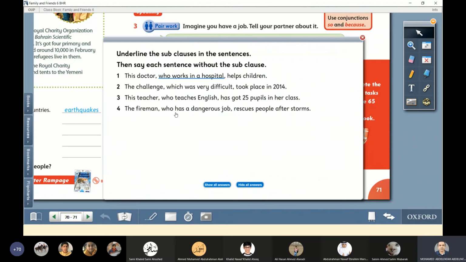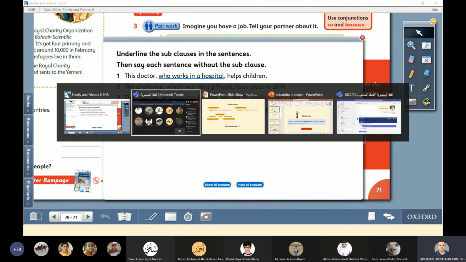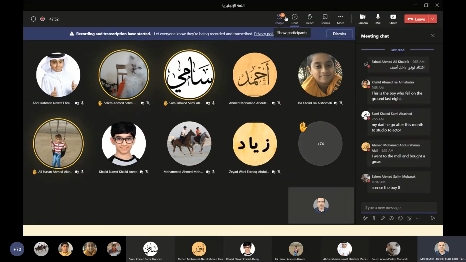And now students, get ready. All students, now you can turn on your microphones. I will read the sentence and you tell me which part of the sentence is a subordinating clause. Students, I am waiting for you to turn on your microphones. All students, feel free to turn on your microphones right away.